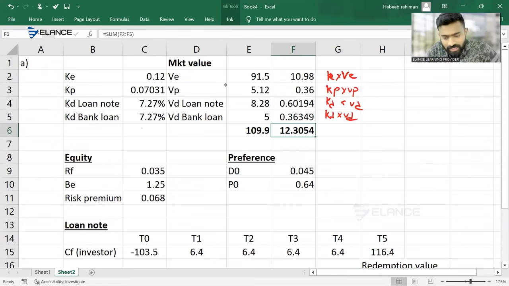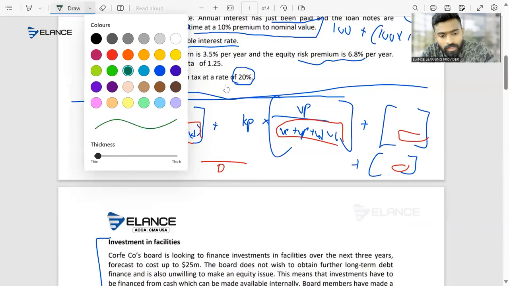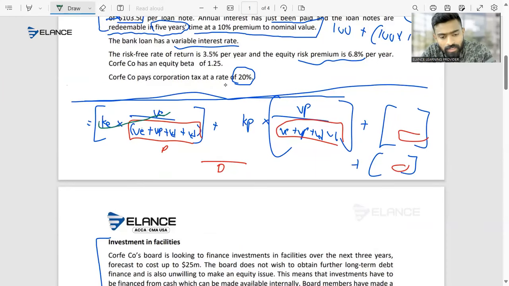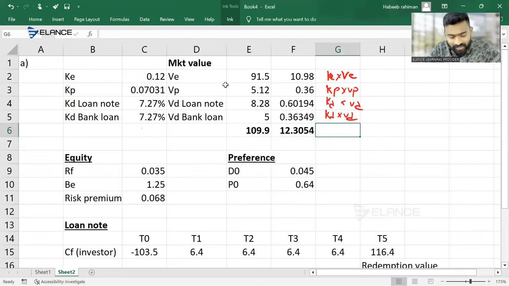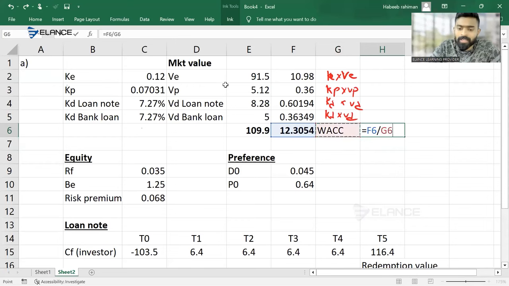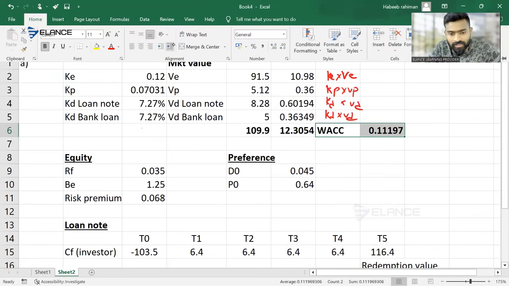This is the sum of KE into VE, KP into VP, KD into VD. This has to be in the numerator. Done. WACC is equal to 12 divided by 109.9. This is the easiest way to solve for WACC. After doing this, it is good to highlight the final answer.